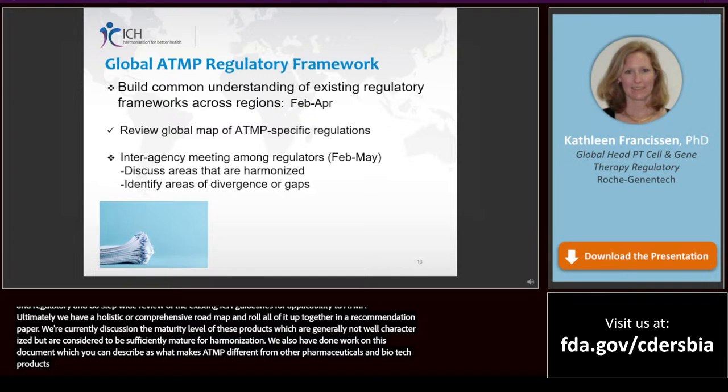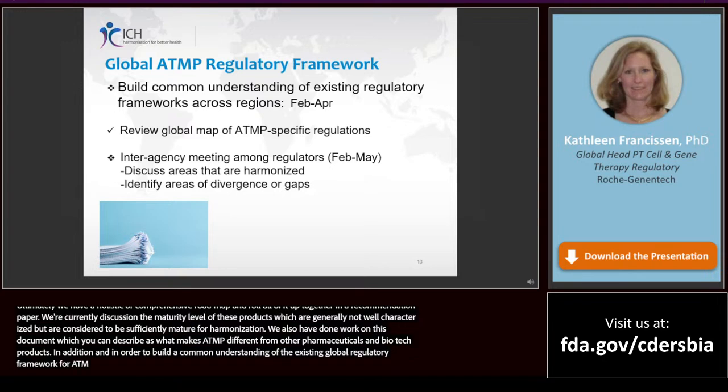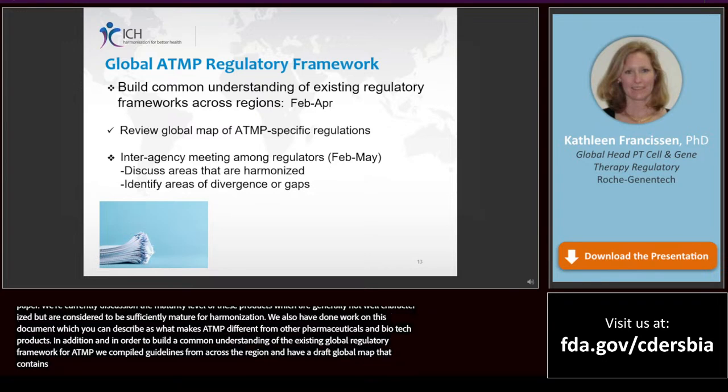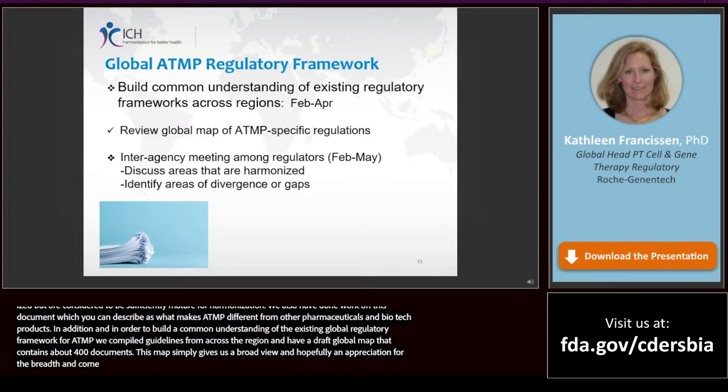In addition, in order to build a common understanding of the existing global regulatory framework for ATMPs, we compiled guidelines from across the regions, and we now have a draft global map that contains about 400 documents. This map simply gives us a broad view and hopefully an appreciation for the breadth and complexity of the regulations that need to be navigated.